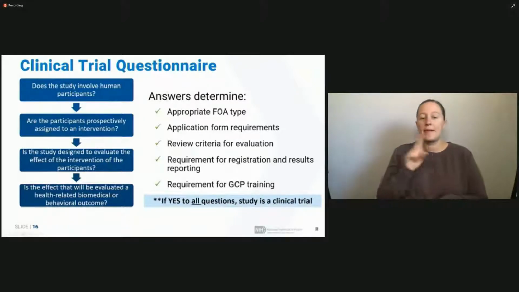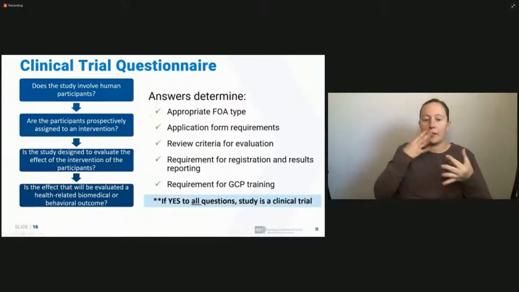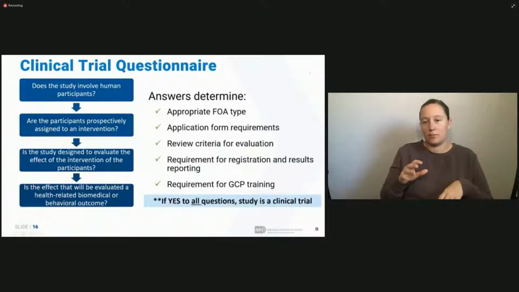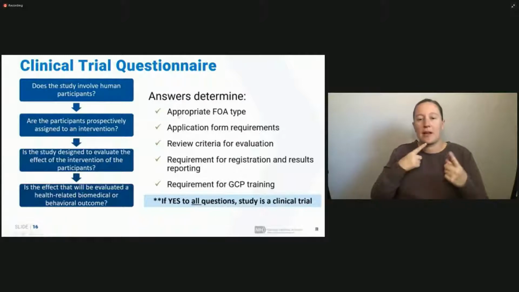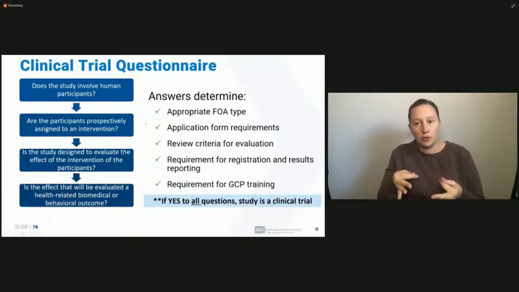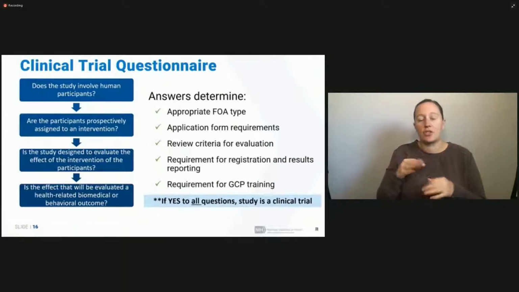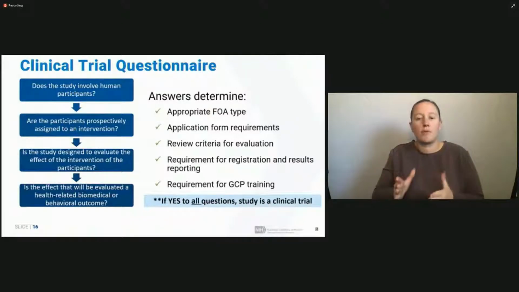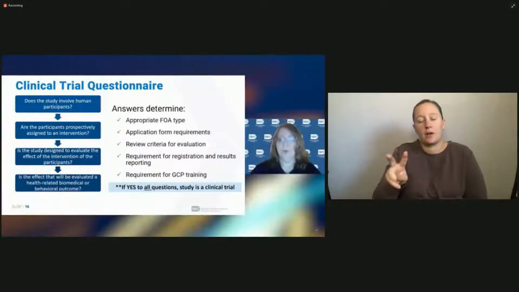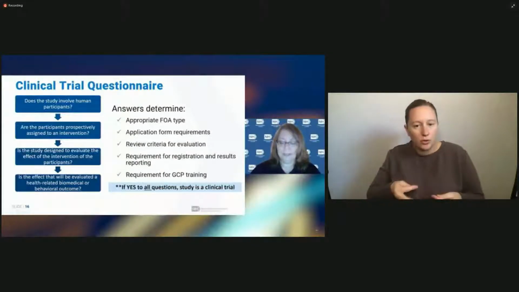The answers to these questions are going to determine which FOA or funding opportunity announcement that you can apply to. It is going to determine the application form requirements that you will be under. It will also determine the criteria that reviewers are going to use to evaluate your application. And it's also going to determine whether or not you have to register your study on clinicaltrials.gov and report the results. It's going to determine the requirement for GCP training.